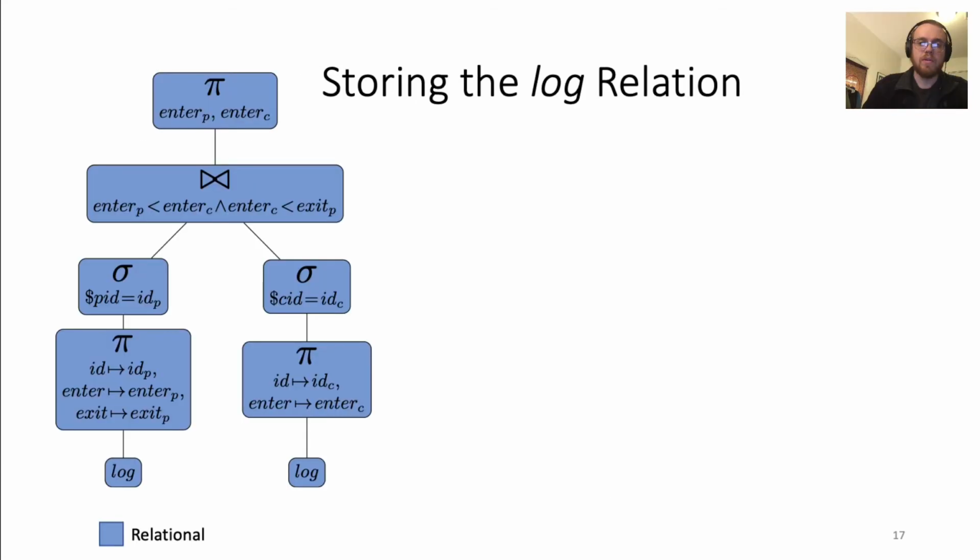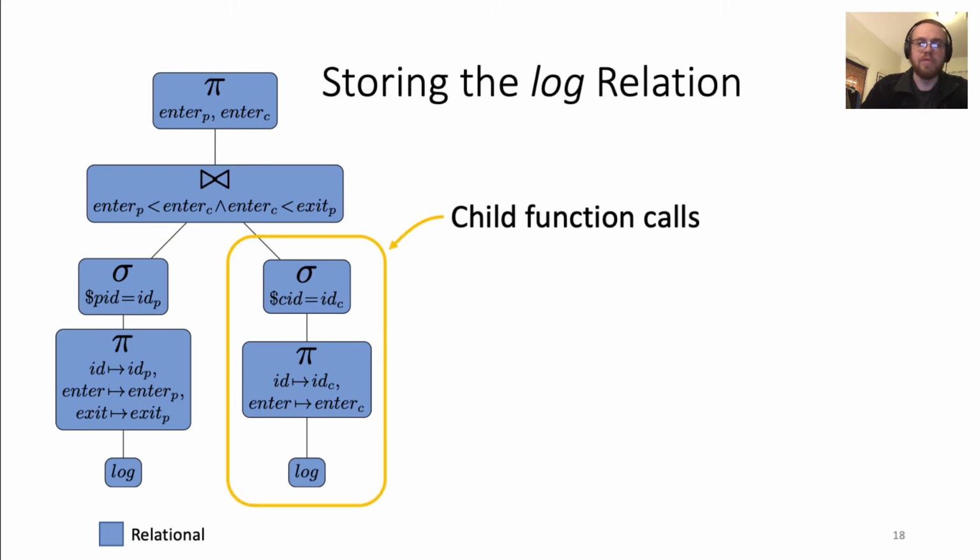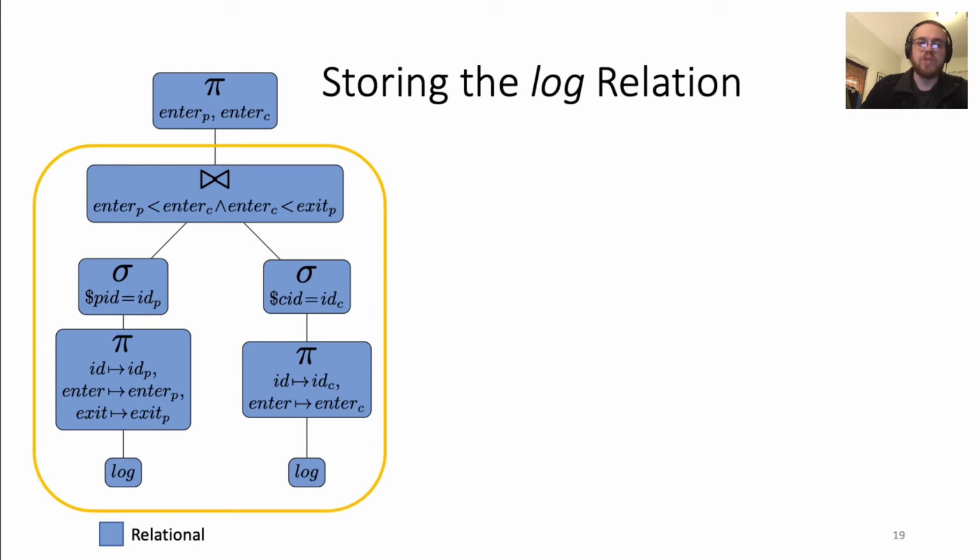how should we store this log relation to make this query efficient? Here we see the query from the previous slide rewritten into the relational algebra. We can see the pieces of the original query, the selection of the parent function calls, the selection of the child function calls, and the join, which checks whether the call to the child function happens after the parent function has entered and before the parent function has exited.